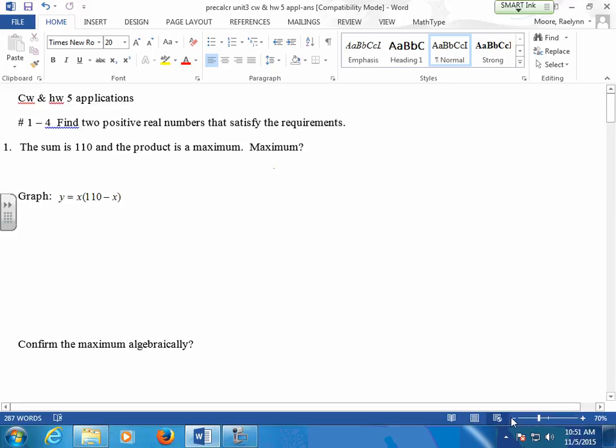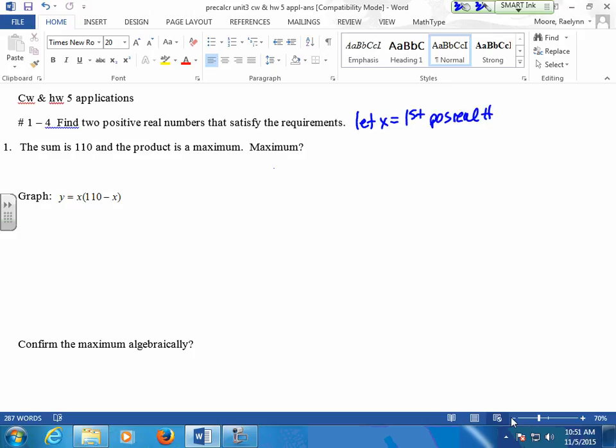Okay, this probably will be okay. Everybody has this in front of them, right? So this is where your let statement comes in. This is the first positive real number. Because these are applications, you need to use let statements. This is the second positive real number.